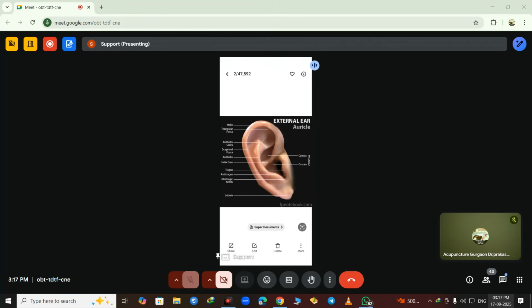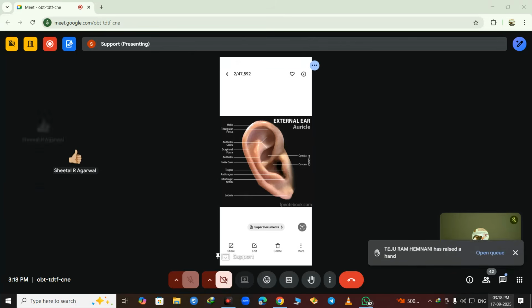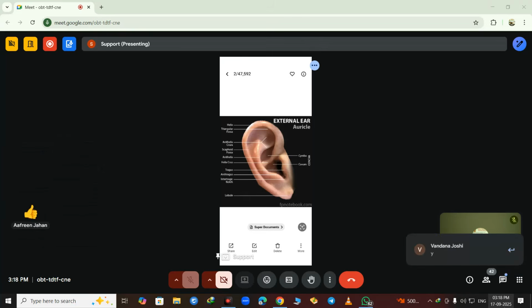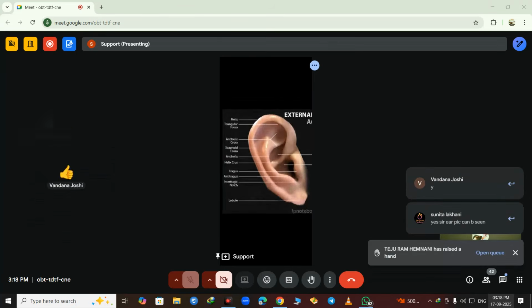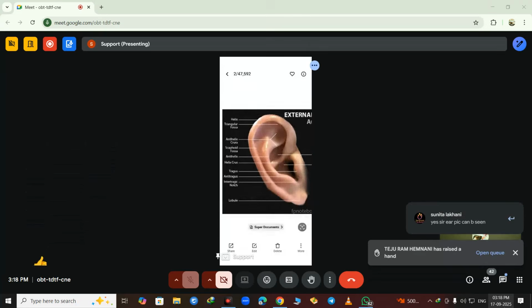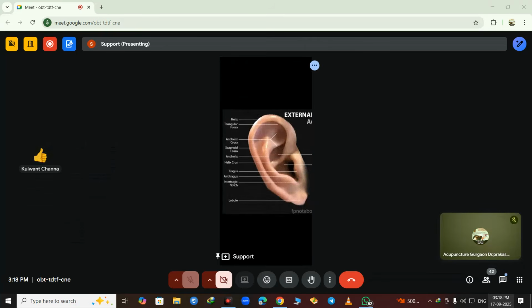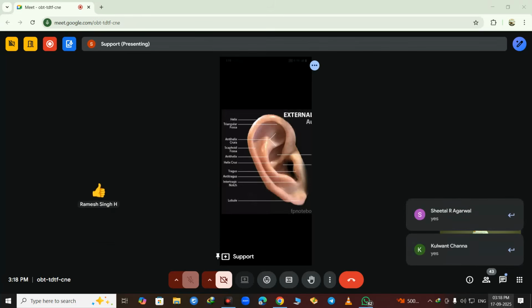ओके, क्या मेरा स्क्रीन आपको दिख रहा है? Can you see the ear picture? प्लीज मैसेज नहीं, मुझे समझ में शायद नहीं आ रहा है. Can you see the ear picture? Okay, fine.